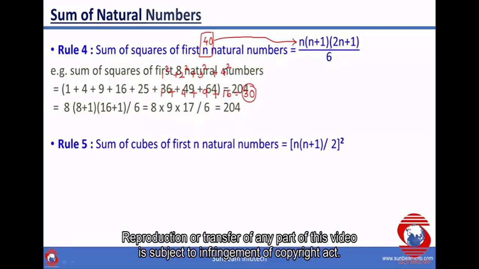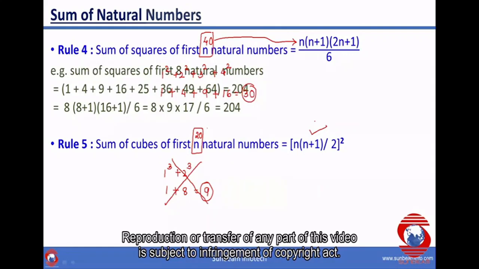Now, going to rule 5, sum of the cubes of the first n natural numbers. If I say the sum of the cubes of the first 2 natural numbers, it is fine that I will say 1 cube plus 2 cube. So I can quickly write it as 1 plus 8, that is equal to 9. But students, if it is of 20, is it possible? No. Again, it is going to be a very big calculation. So I cannot solve it this way. I can do it quickly using the formula.